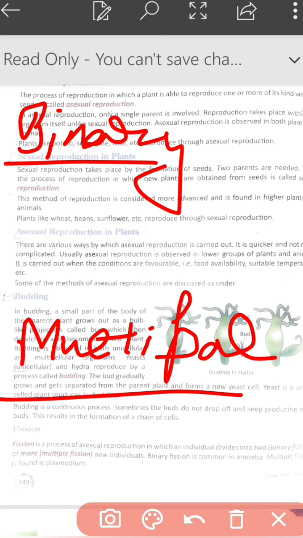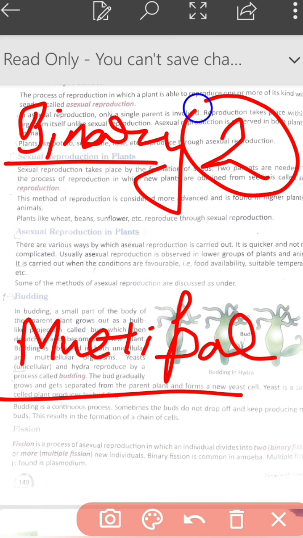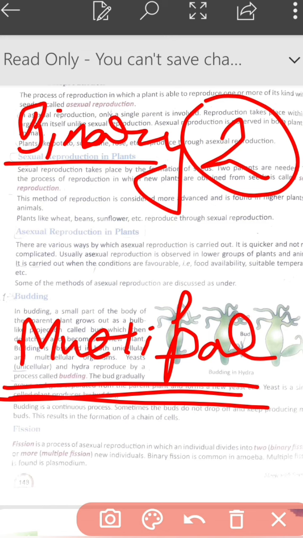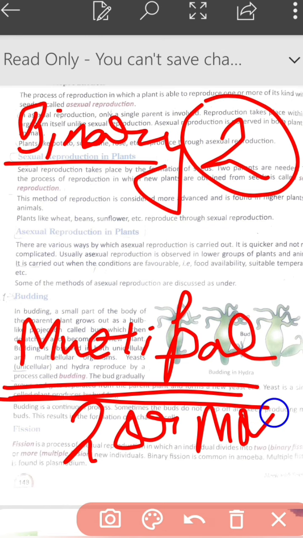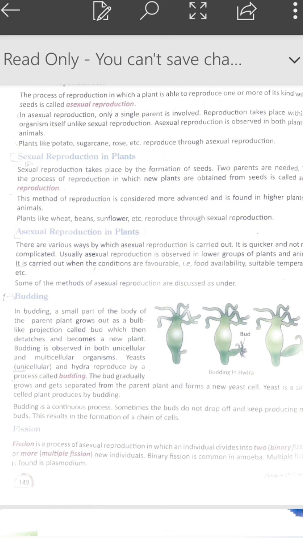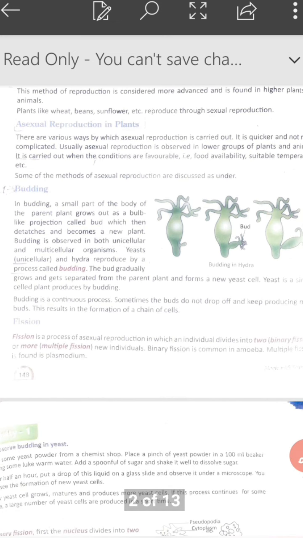So in binary fission, the organism divides into two daughter cells. In binary fission, the organism divides into two individuals, and in multiple fission, the organism divides into two or more individuals. The fission process is held in amoeba.